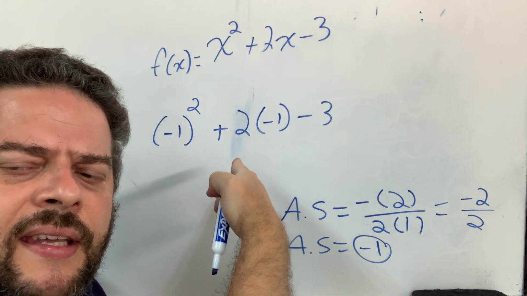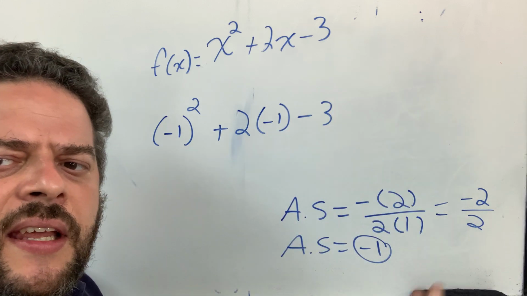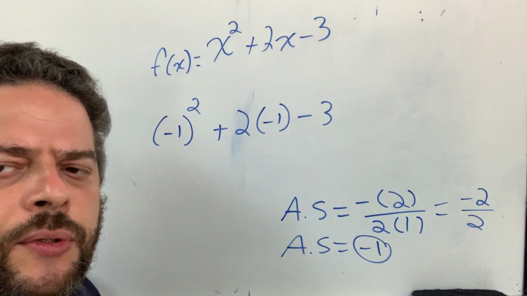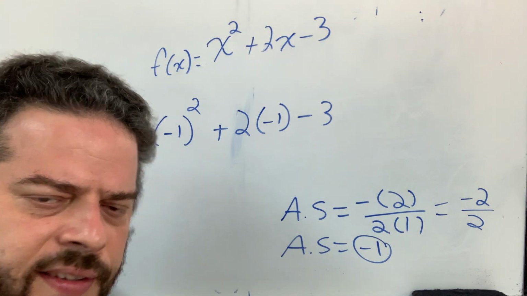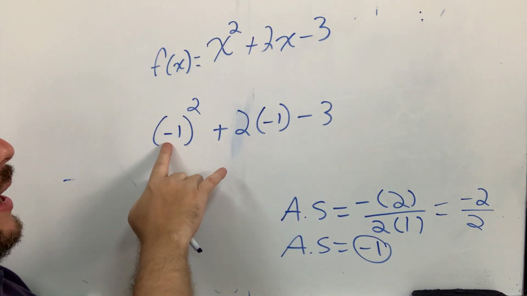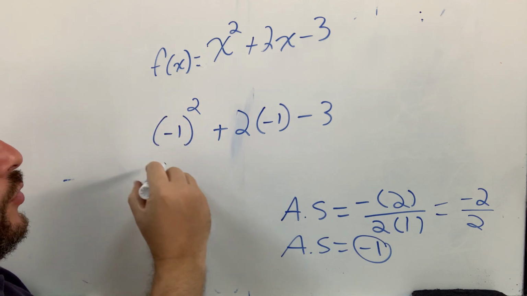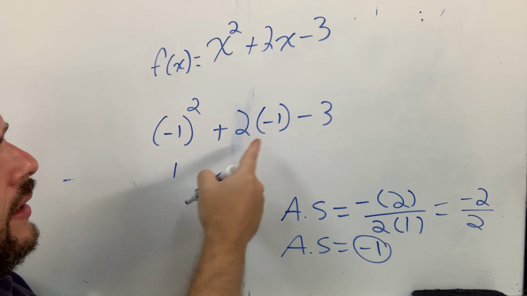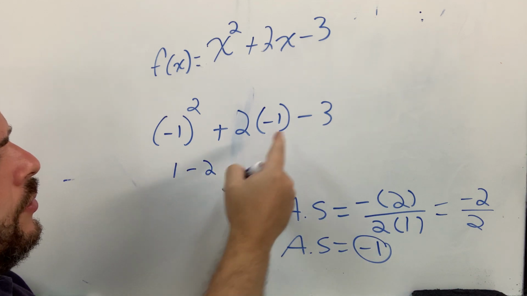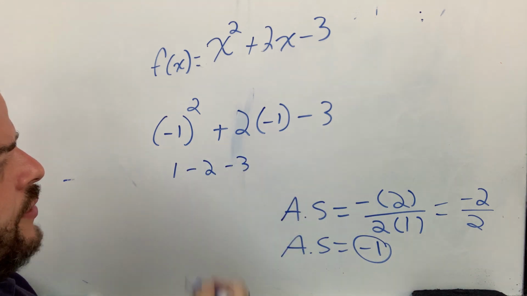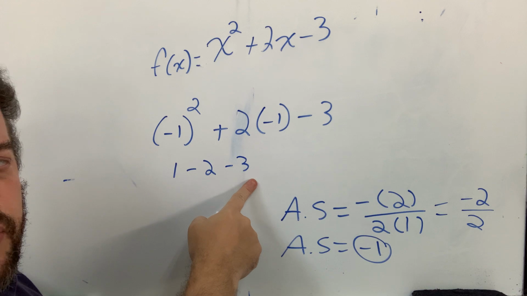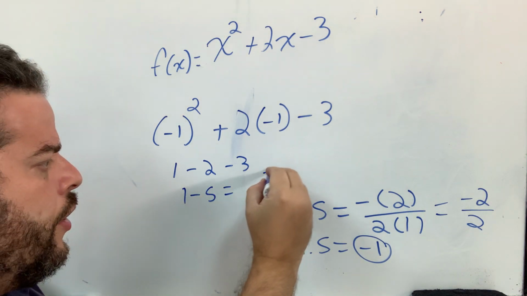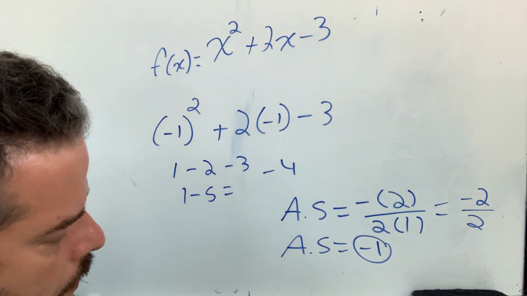When you plug in the axis of symmetry, it's gonna give you a value, that value together with the axis of symmetry will tell you where the vertex is at. So now I have negative 1 squared is 1, 2 times negative 1 is negative 2 and minus 3. When I add these numbers, I get 1 minus 5 or negative 4.